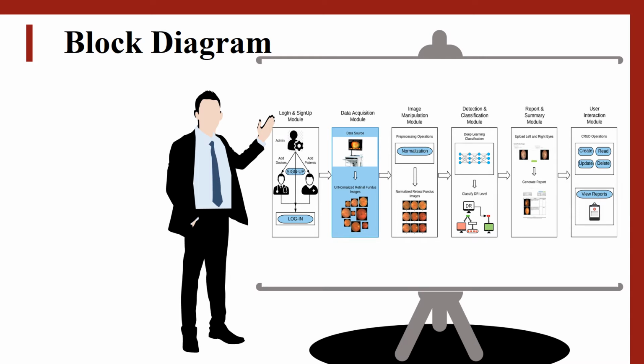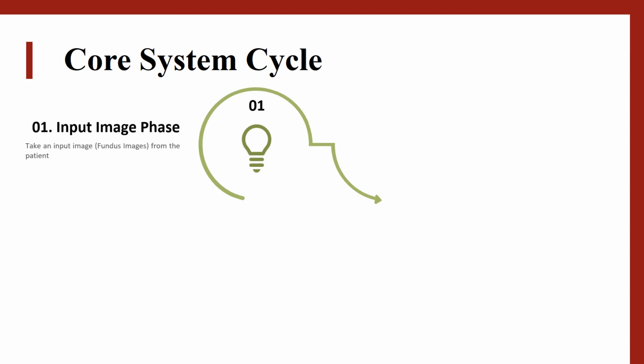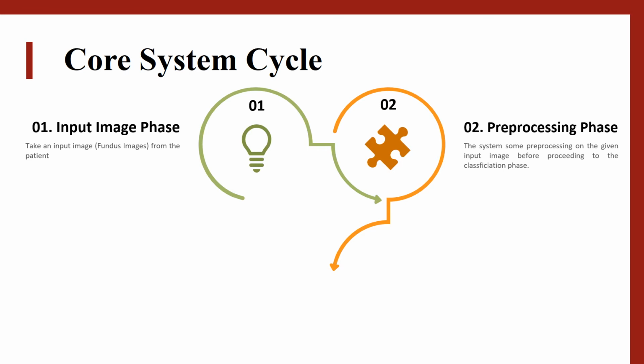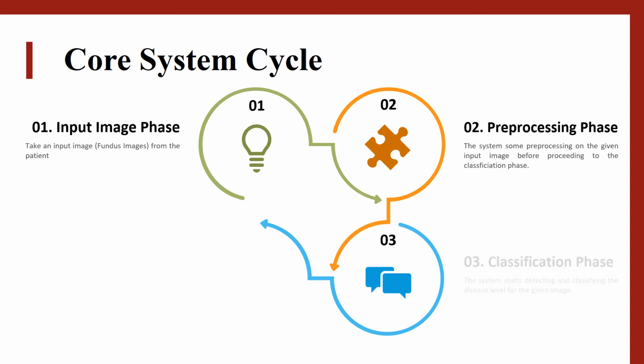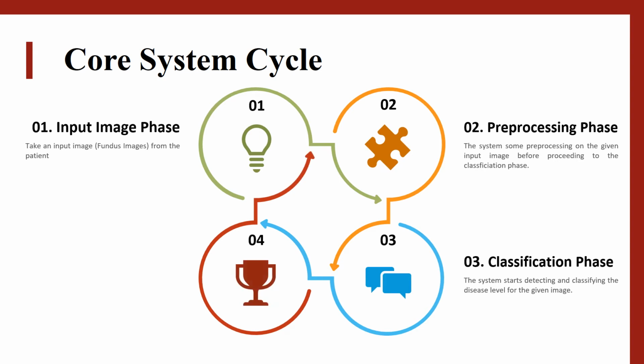Our core system cycle consists of 4 different phases. First is the input image phase, where the system takes an input fundus image from the patient. Then the second phase is the pre-processing phase, where the system pre-processes the images before starting the next phase, which is the classification phase, where the system detects and classifies the disease level for the input image. Finally, the fourth and last phase is the result phase, where the system displays a printable detailed report with the result of the classification process.